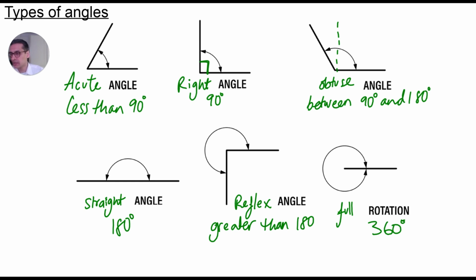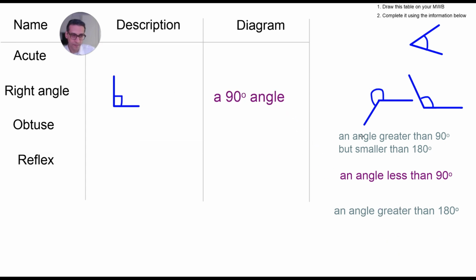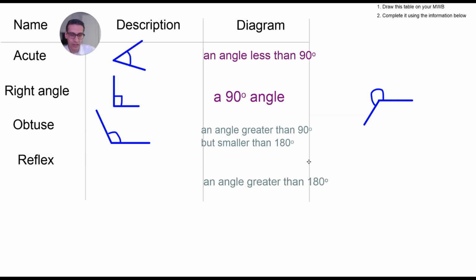So let's look at some examples. If you want to do this matching activity, you can do. Otherwise, skip ahead in the video. I'm just going to show you the answers to this. So this one is a right angle. It's going to be equal to 90. This one is an obtuse angle, which is in between 90 and 180. This is an acute angle, which is less than 90, and then this is a reflex angle.